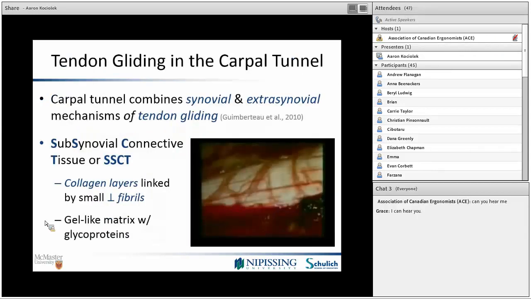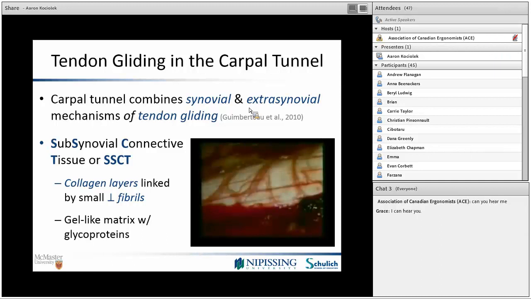So I thought let's take a closer look at what tendon gliding looks like in the carpal tunnel. In the carpal tunnel, tendon gliding is actually quite unique. There are two synovial lined bursae, which enwrap the tendons, but there's also this extra synovial gliding mechanism, which is histologically similar to paratenon. Now, in most joints or most areas of the body, you'll have one or the other, but not necessarily both. So this is quite unique.